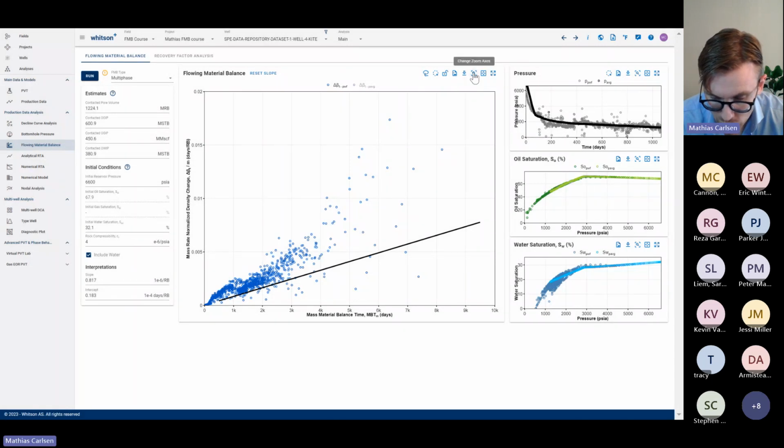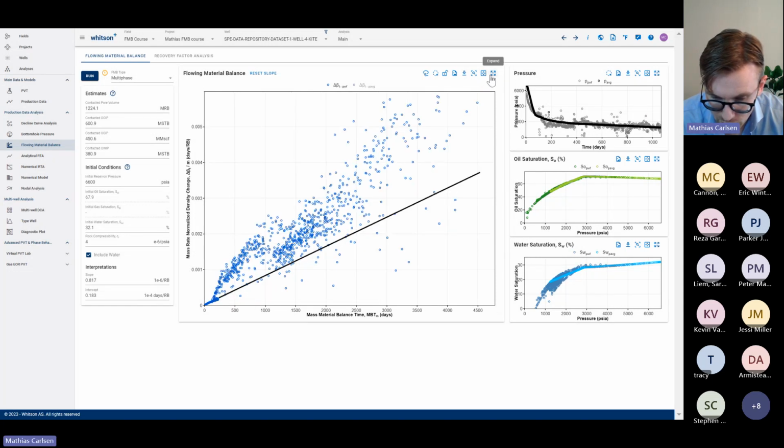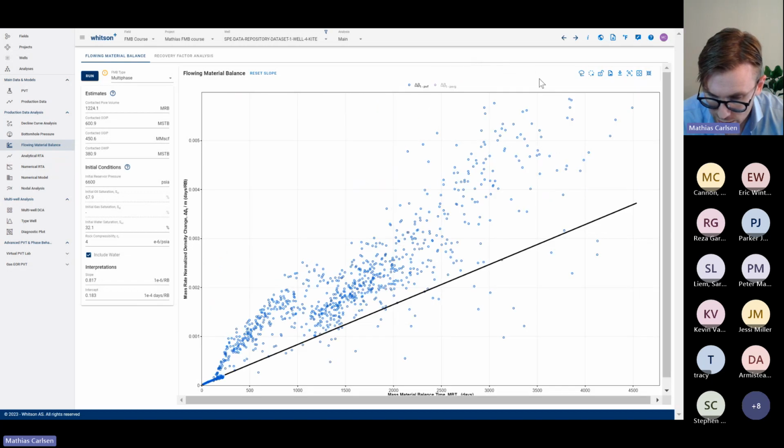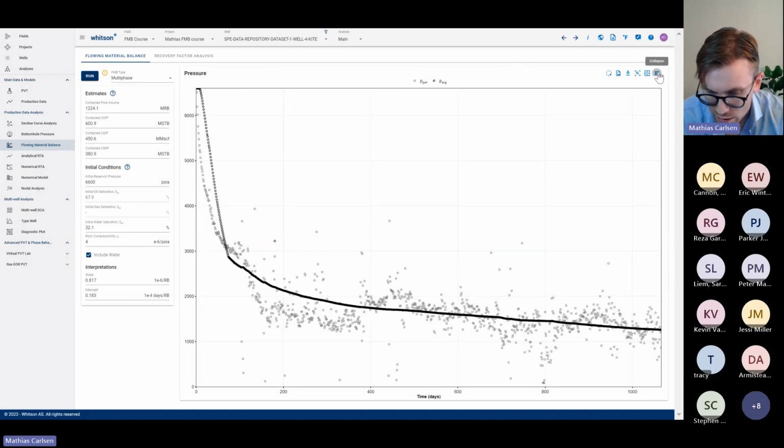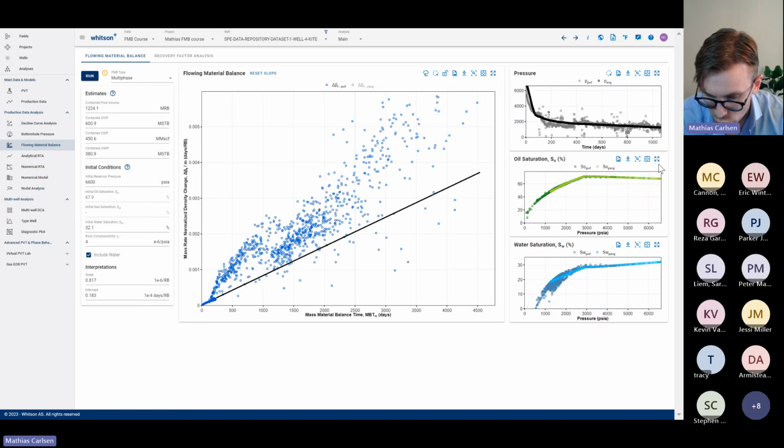Okay, so that's a way for you to do it the old school way. This is the reset zoom button, and then this is the expand. So you'll find these in a lot of the other plots as well, and that just makes it take up the whole screen real estate. And the expand will always be up to the right, and collapse will be the opposite button. So you just click it again.